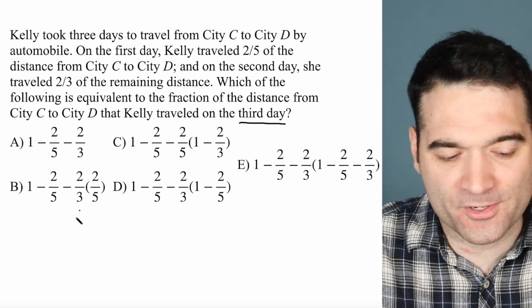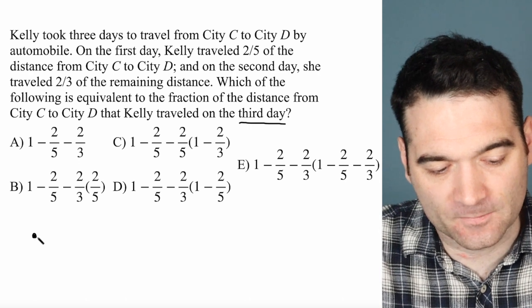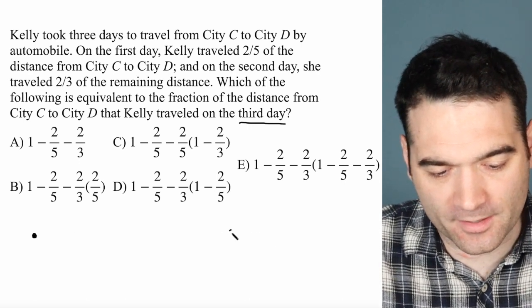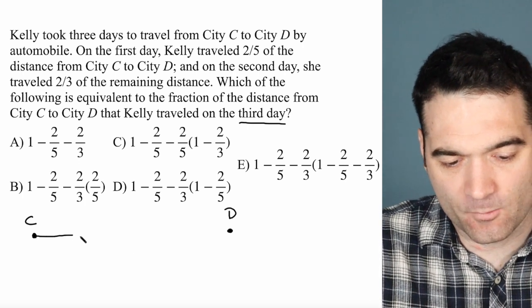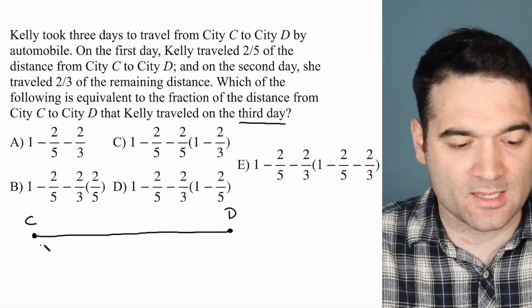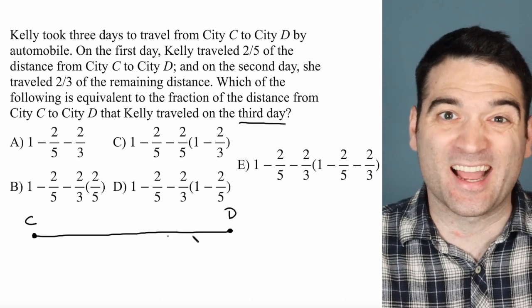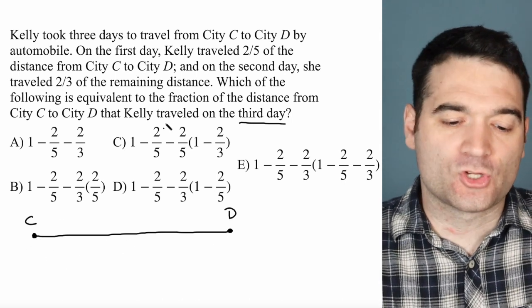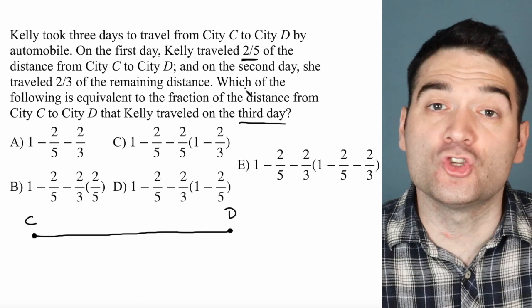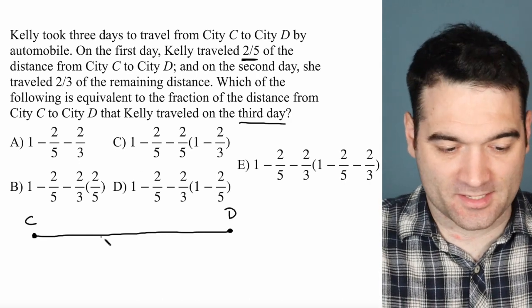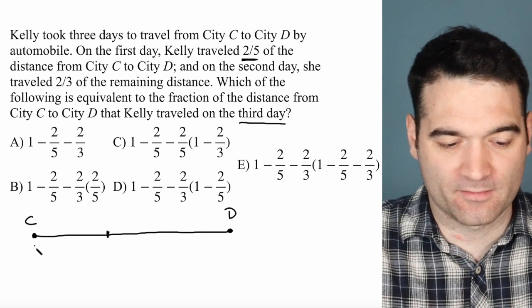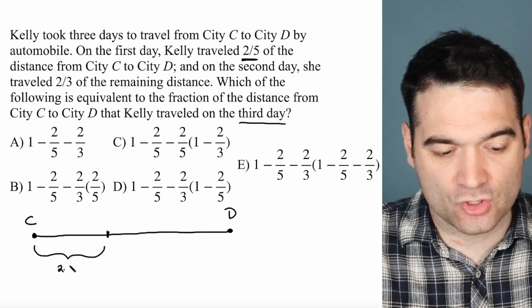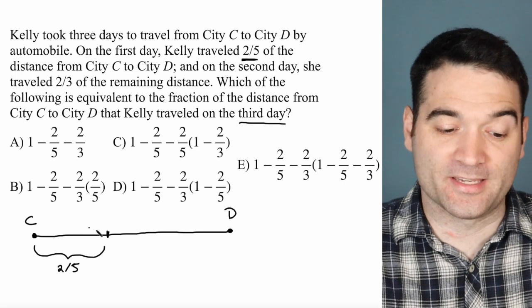So we could represent this visually, right? With these two cities. You got city C and city D, and we could say that the distance between them is 1, right? That's the entire trip. So on the first day, we travel 2/5 of this distance, right? That's right about there, shy of 1/2, right? So that distance is 2/5, and that's on day 1.